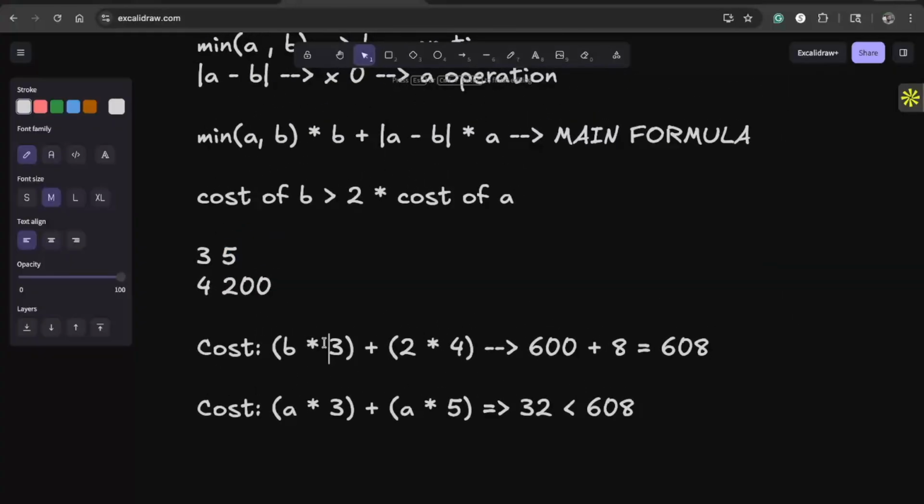The two main situations that we have to take care of are this main formula, and checking if the cost of b is greater than 2 times the cost of a, in which case we'll perform this operation. That is it for the crux of this question. Now let's get in the code and see how that looks.